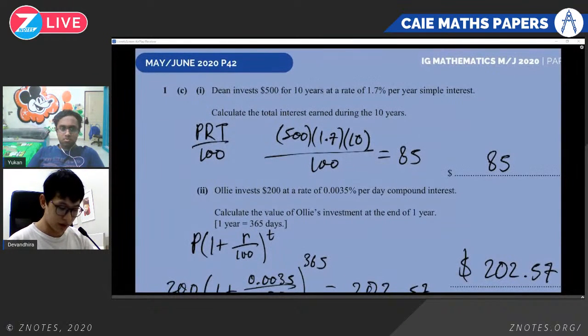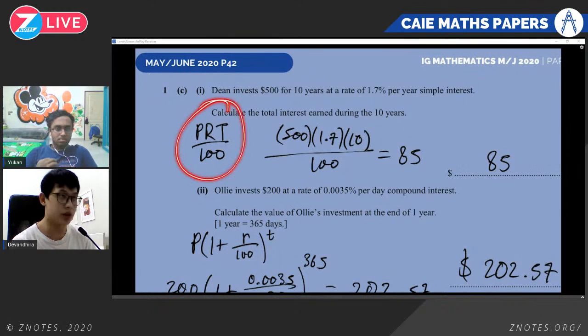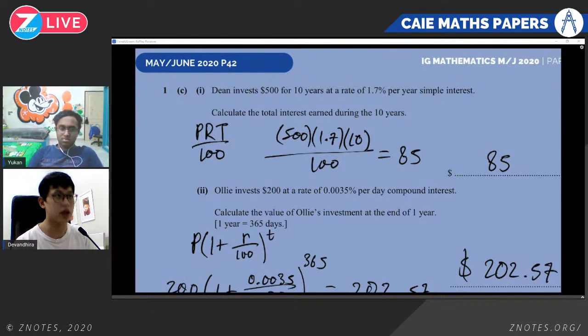Dean invests $500 for 10 years at a rate of 1.7% per year simple interest. Calculate the total interest earned during the 10 years. Sure. So you can use the formula for simple interest, which is PRT over 100, where P is the principal, the initial money, R is the rate, in this case 1.7, and T is the time, which is 10 years, so it's just 10.